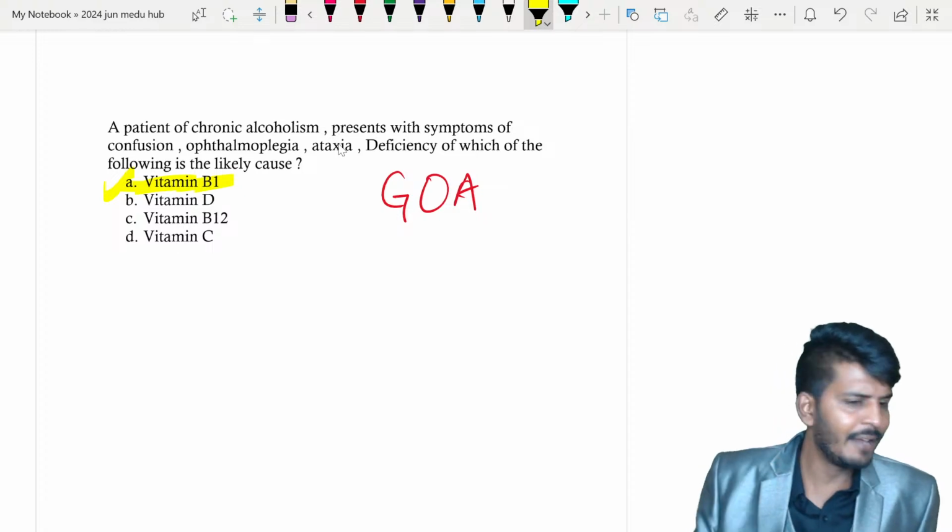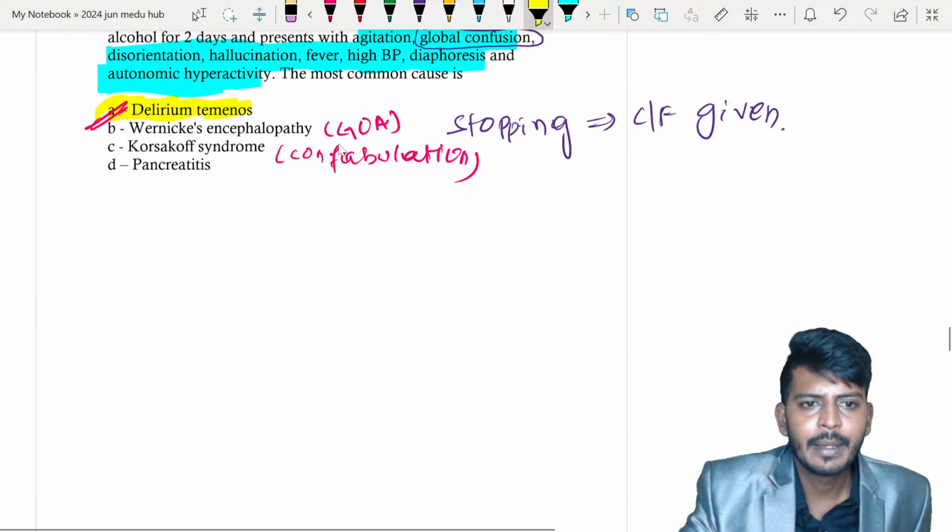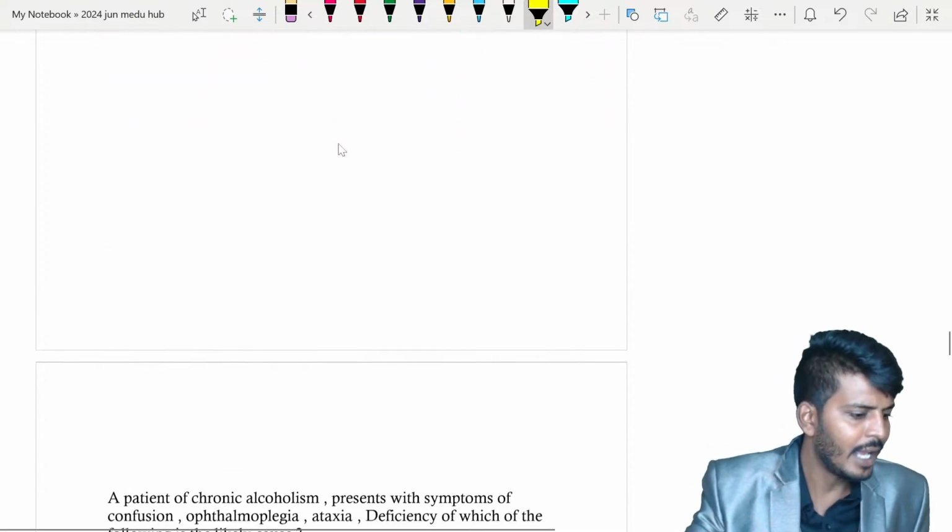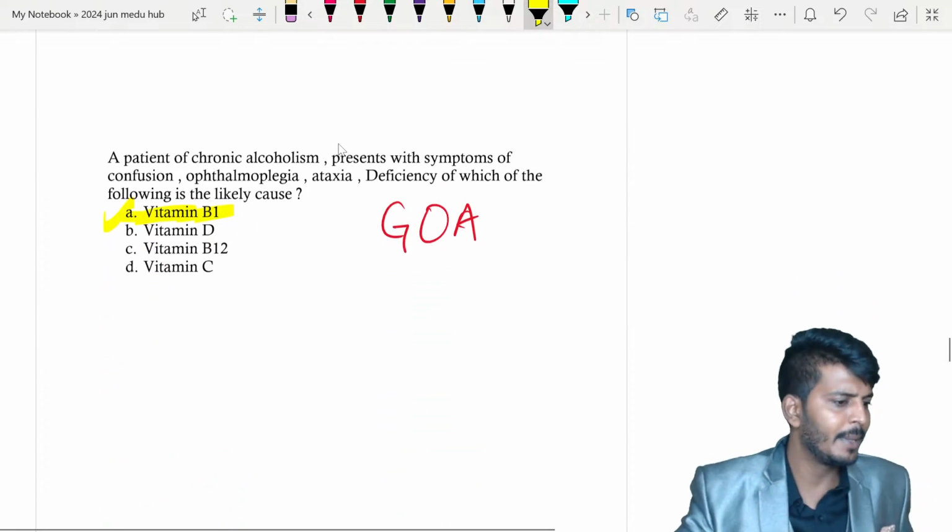See, vitamin B1 deficiency, or which one do you want me to explain? Nidhi, do you want me to explain this one, vitamin B1 deficiency?